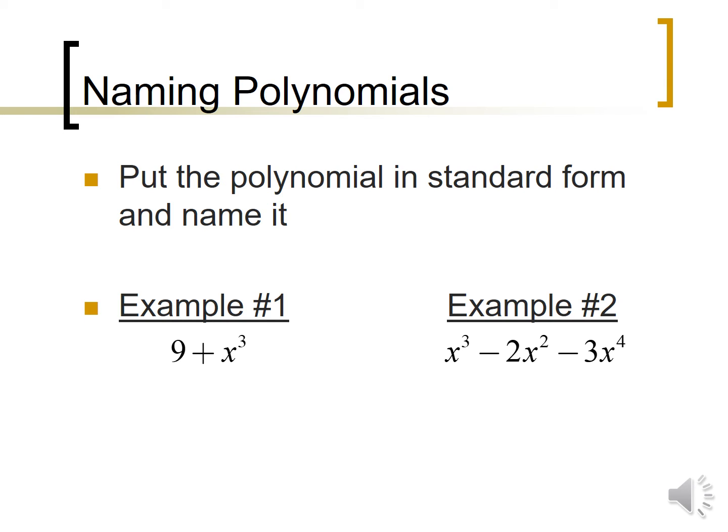So the next thing we're going to do is put some polynomials into standard form, and then we're going to name them. Example number 1, 9 plus x cubed. Actually, see what you can do in both of these. See if you can put both of these examples into standard form, and then come up with the names.